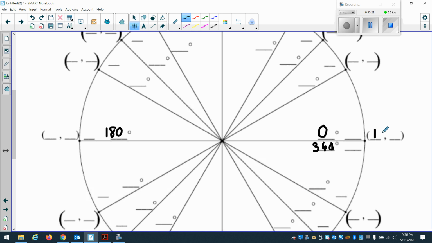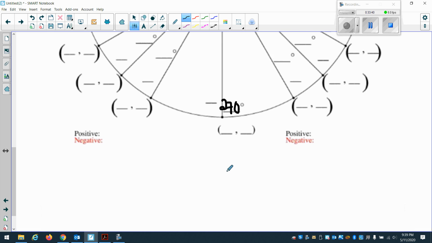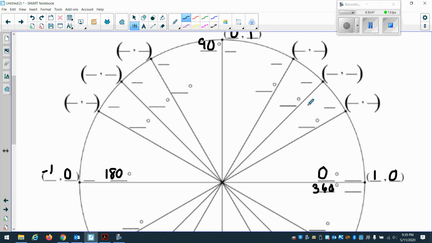So 0 and 360 is 1, 0, excuse me. 90 is 0, 1. 180, negative 1, 0, because it's opposite that. Opposite 90 is 270, is 0, negative 1. Okay, then you could fill out the degrees.